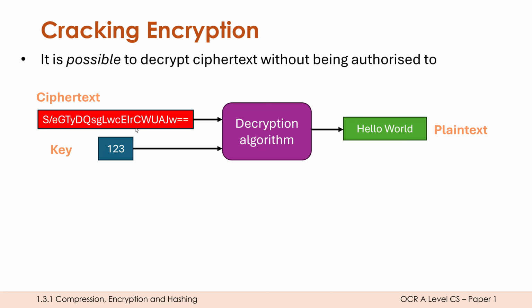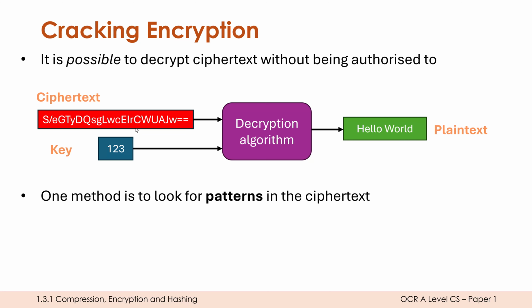Now, it's possible to decrypt ciphertext without being authorized to, in other words, without having access to the key. And the whole field of cryptography is studying this, and there are lots of reasons why people want to be able to break encryption, for security reasons and also for nefarious reasons as well. There are lots of methods to do this, often very mathematical. One method is to look at the ciphertext and try and spot some patterns. If the algorithm isn't particularly secure, it may produce patterns in the ciphertext.